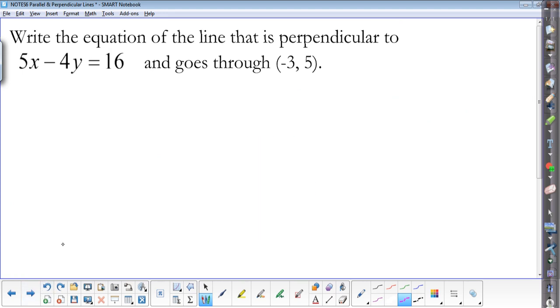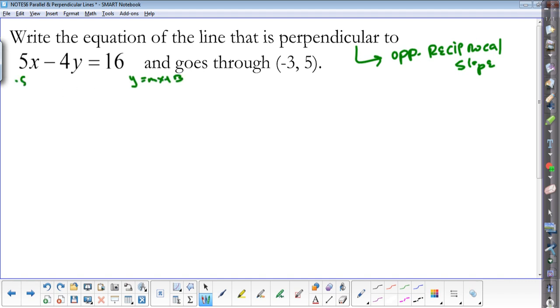Write the equation of a line that's perpendicular to this line and goes through that point. Well, again, perpendicular means opposite reciprocal slopes. So that means I need to know this guy's slope. I cannot find his slope by looking at it. To get his slope, I've got to turn it into y equals mx plus b.